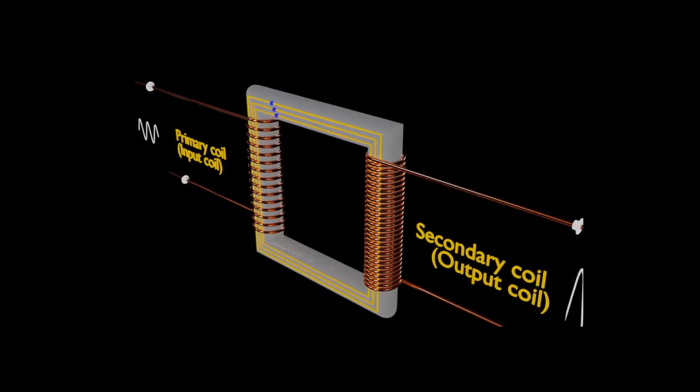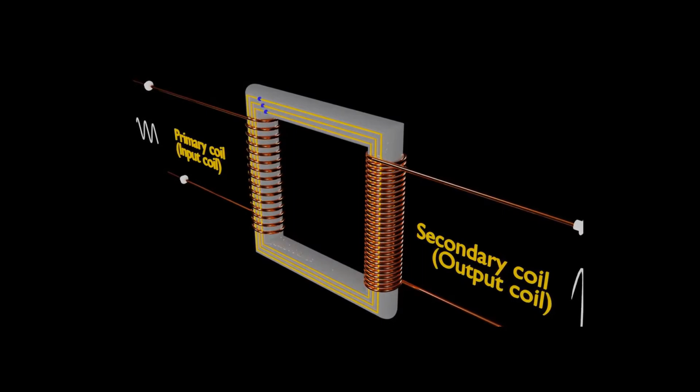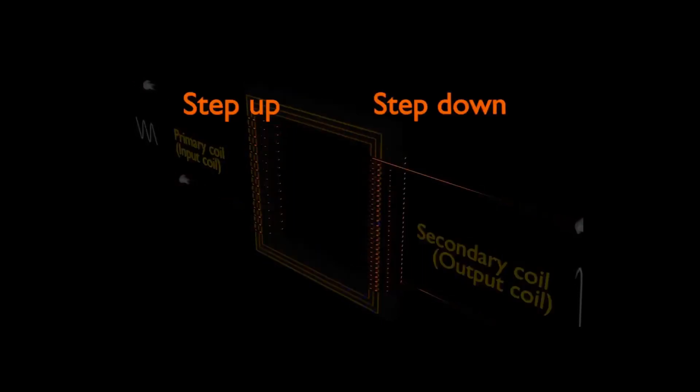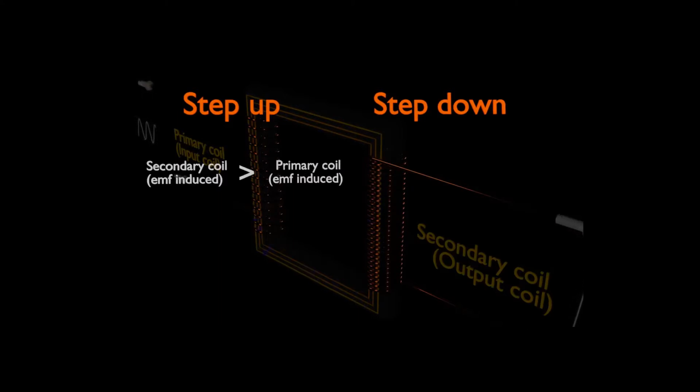Because transformers can step up the voltage or step down the voltage, they are classified as step-up and step-down transformers. If the EMF induced in the secondary output coil is higher than the EMF induced in the primary coil at input, then this type of transformer is called a step-up transformer. And if the EMF induced in the secondary output coil is lower than the EMF induced in the primary coil at input, then this type of transformer is called a step-down transformer.